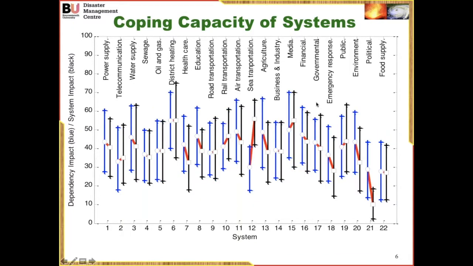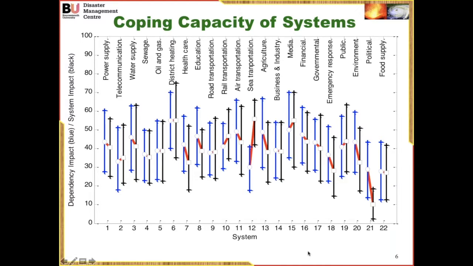So what about the coping capacity of the system? If you look at the slide, the assessment of dependency impact level is compared with the system impact level for each system. So this is the dependency impact compared to the system impact. The dependency impact is blue, and the system impact here is black. It can be seen that the dependency impact level leads to a higher system impact level, which means that the systems that are more sensitive to disruption with respect to other systems have less dependency impact level to the other systems. And the relationship, of course, is opposite.